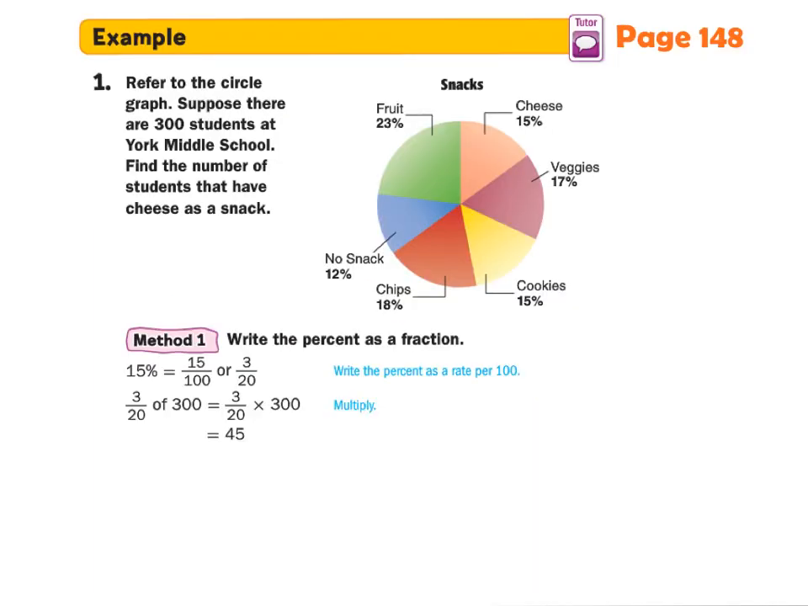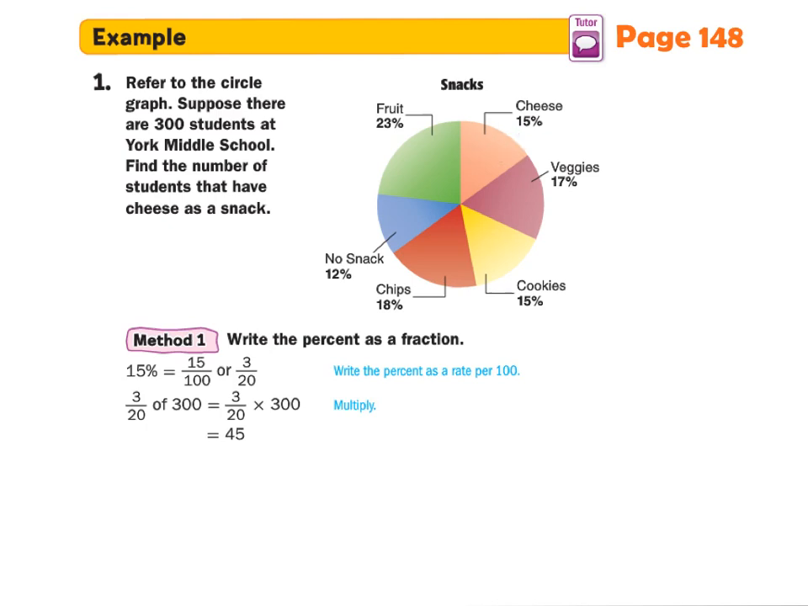First example on page 148, we have this circle over here of a survey that was given to students of what kind of snacks they have. And the question over here says to find the number of students that have cheese as a snack. So we find cheese in our circle, and it says 15% of the students have cheese. There were 300 students who were asked, and 15% of those students had cheese.